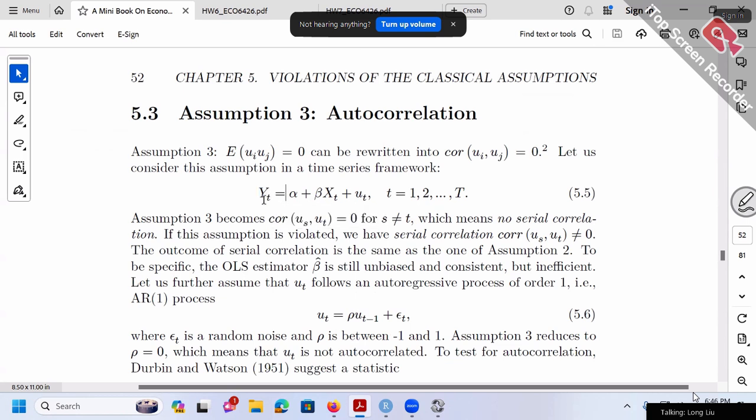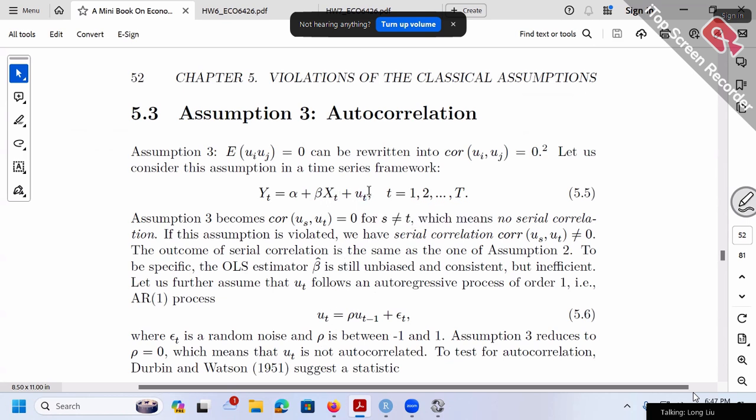But anyway, by using index t, now our assumption number three is about u_t and u_s, where s just means a different time period. The correlation between u_t and u_s is zero, right? Basically, between different time periods, they're uncorrelated. For example, suppose t is each year, then the error terms from different years, for example 1991 and 1992, u_t and u_s, are uncorrelated. That's basically the simple assumption.